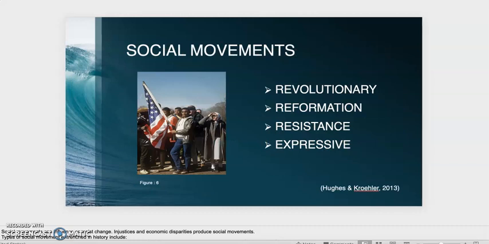Next, we go to social movements. Social movements can influence or resist change. Injustices and economic disparities produce social movements. Types of social movements entrenched in history include revolutionary movements, which pursue changes in government, regime, or society by inciting violence. Reform movements seek change, indicating equitable standards.